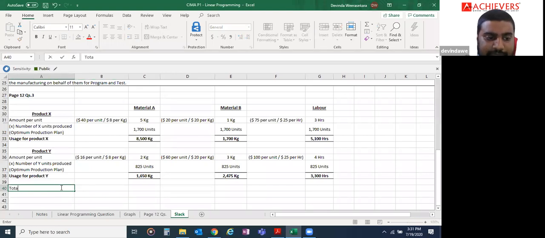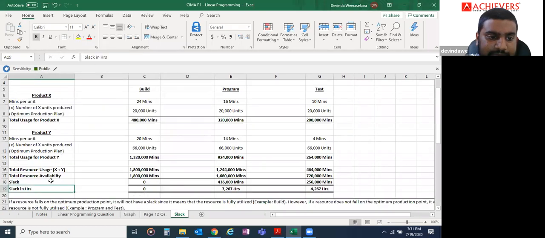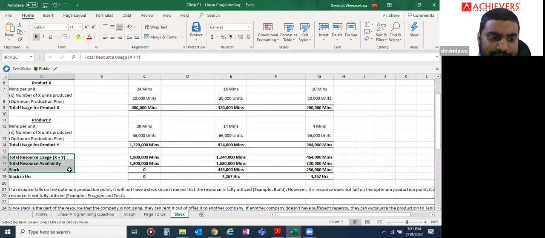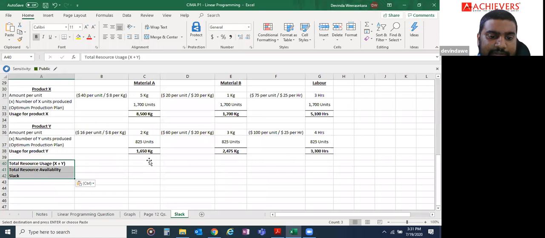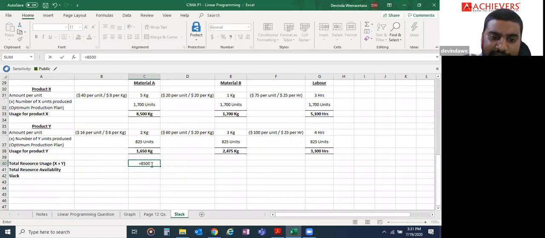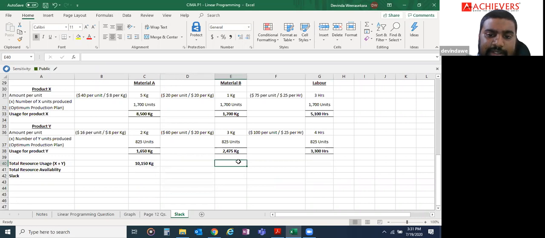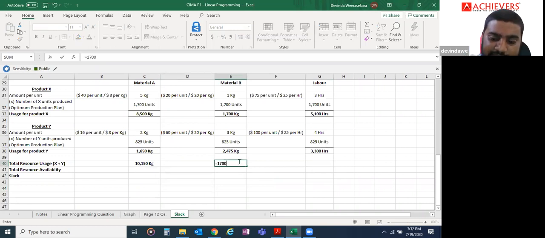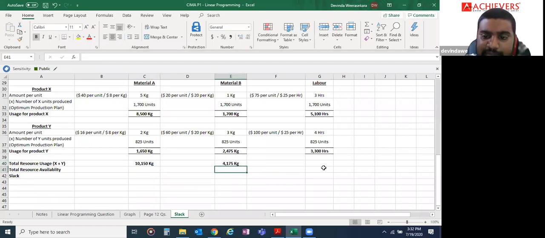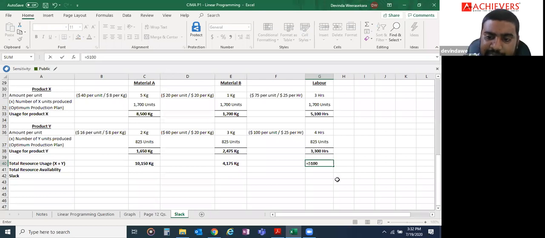So total resource usage, X plus Y. Material A, 8,500 plus 1,650, 10,150 kilos. Material B, 1,700 plus 2,475, 4,175. Labor, 5,100 plus 3,300, 8,400 hours.